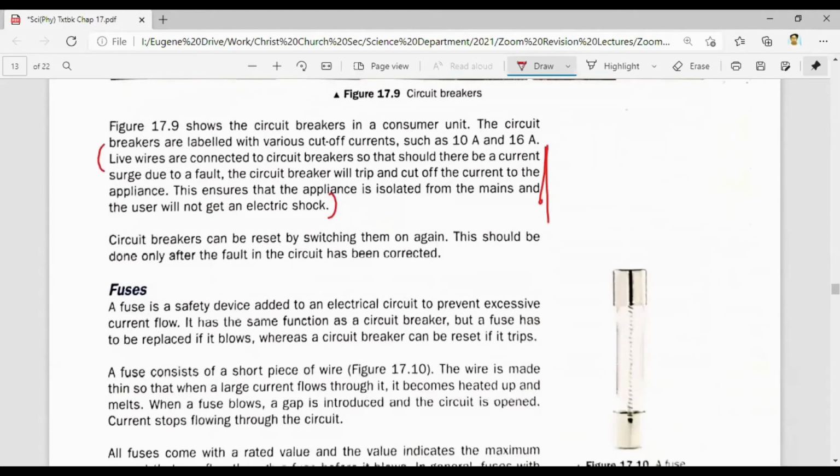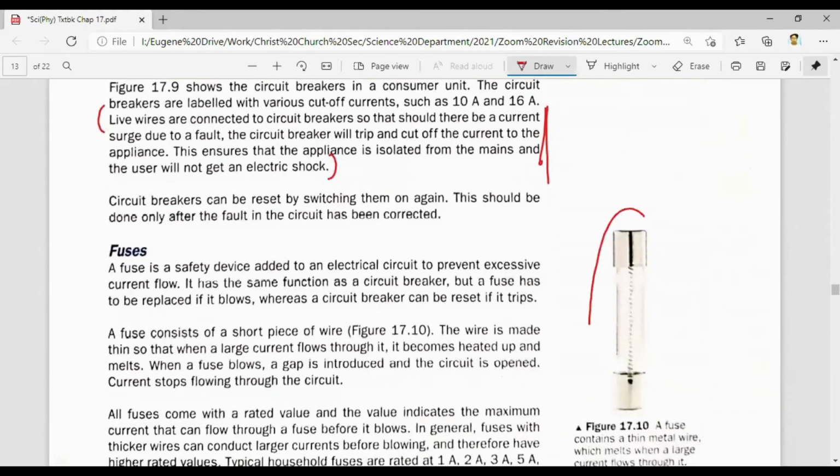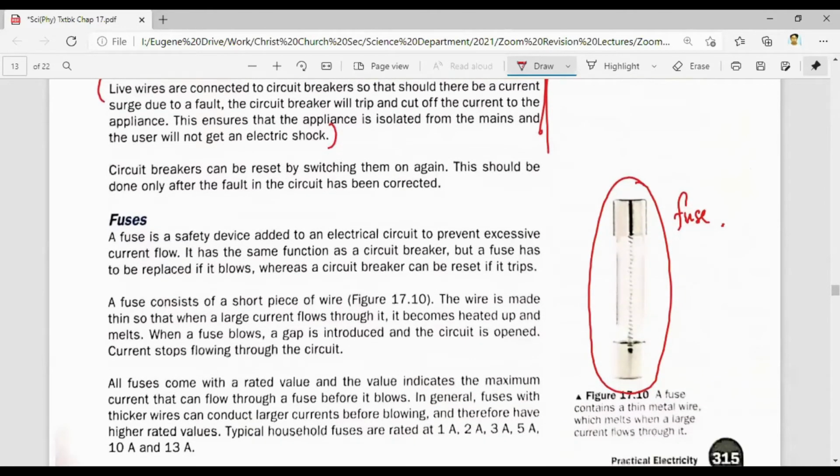Now, the next one is this thing over here, the fuse. You can see here they say the fuse has the same function as a circuit breaker, but a fuse has to be replaced if it blows, whereas a circuit breaker can be reset if it trips. So the difference is that a fuse must be replaced once it is activated. Once it blows, you must replace the fuse. Whereas for circuit breakers, you can just reset it by switching it back on.